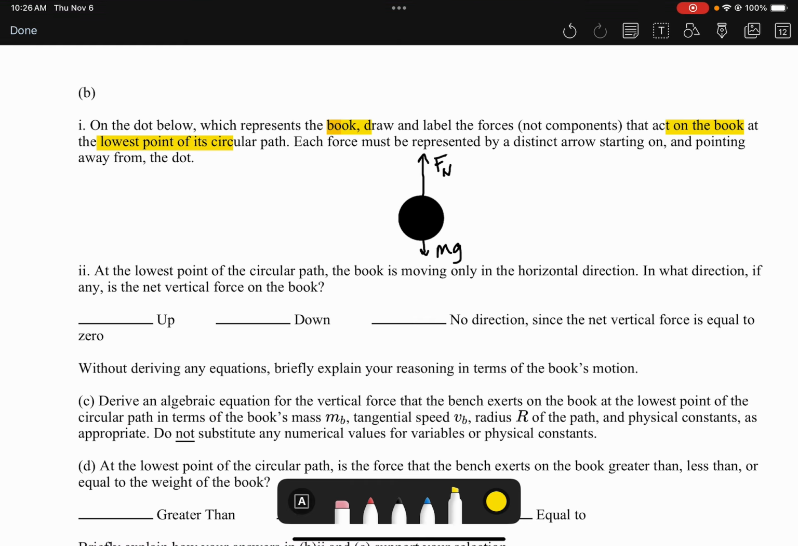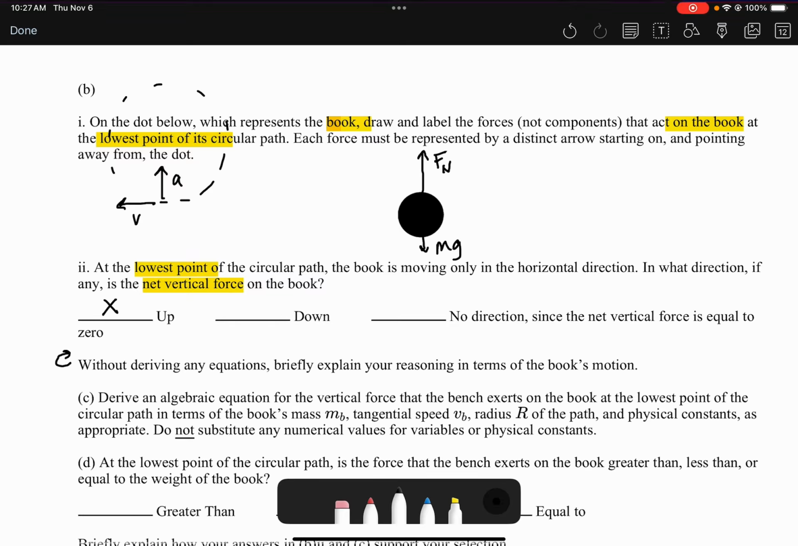At the lowest point of the circular path for part II, which is what we just looked at, the book is moving only in the horizontal direction. In what direction, if any, is the net vertical force on the book? So the net vertical force, which we just discussed, is going to be up. So without deriving any equations, briefly explain your reasoning in terms of the book's motion. So yes, the velocity is going to be this way, but the acceleration is going to be that way because this is traveling in circular motion.